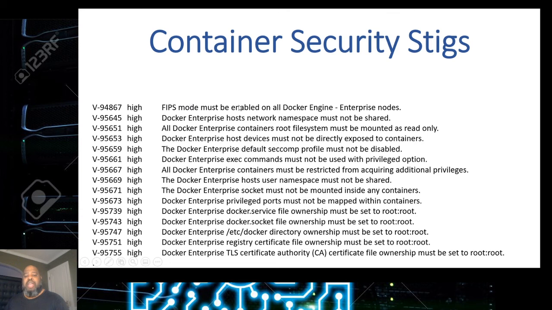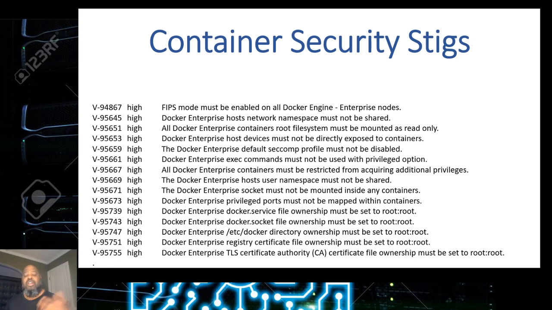FIPS mode must be enabled on all Docker images in the enterprise node. What FIPS is, it's basically you sending your encryption off to a government installation for them to check on it to make sure it's valid. The Docker Enterprise host network space must not be shared. All Docker containers' root files must be mounted as read-only. Docker Enterprise host devices must not be directly exposed to containers. The Docker Enterprise default seccomp profile must not be disabled.